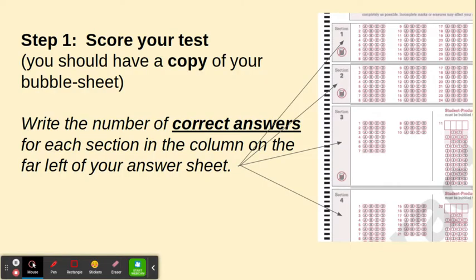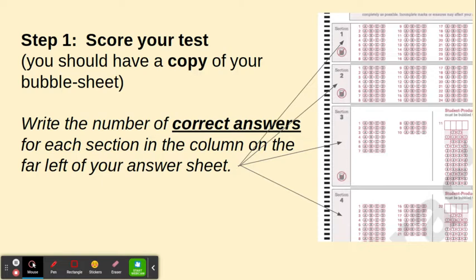The first thing we need to do is score your test. Your teacher will now pause the video and help you score your answer sheet. Please carefully mark the questions you missed. When finished, count the number of questions you answered correctly and record this number in the left column of your answer sheet. Pause the video and score your test.